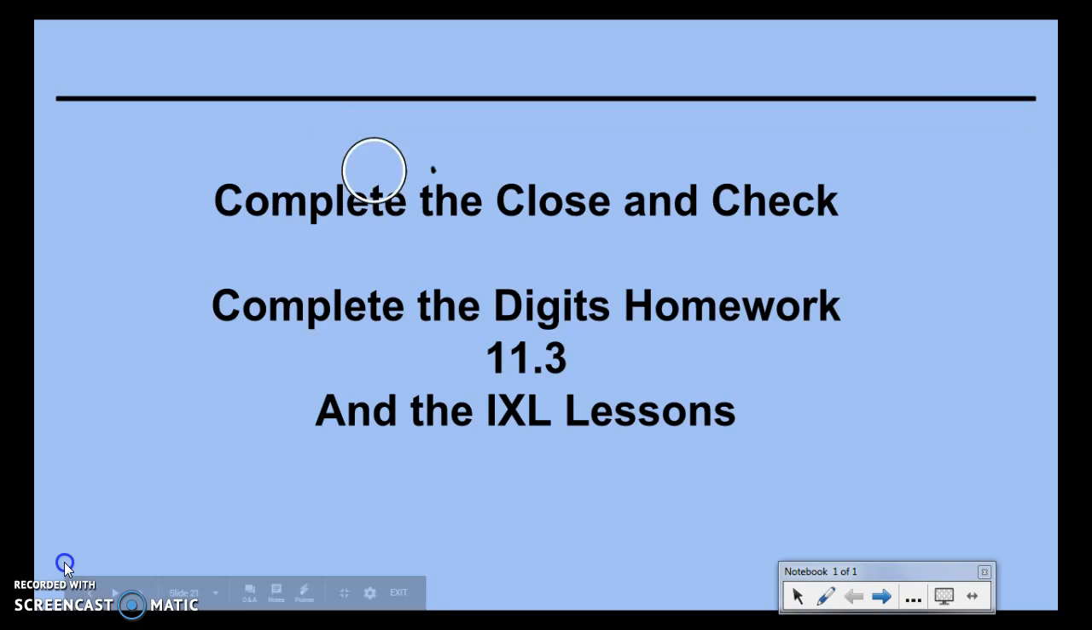Alright guys, so today we talked about how to find constant speed and how that works. Don't forget your DIRT. Go ahead and get started on your digits 11-3 and good luck.